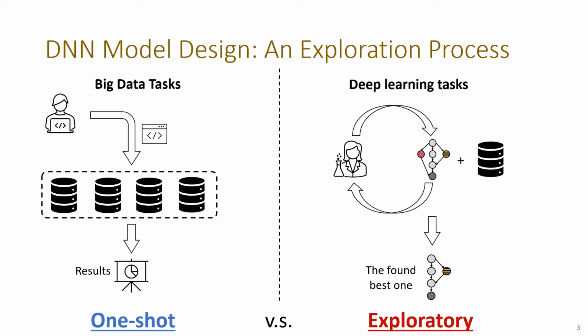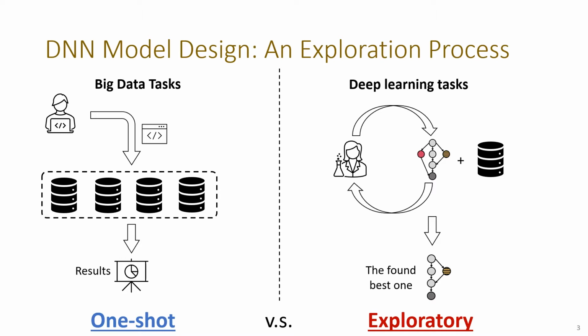Instead, its goal is to find a good model for a specific task. For example, designing a DNN model for detecting faces on an edge device. It has both accuracy and latency constraints. Designing a deep learning model is mainly an exploratory process.